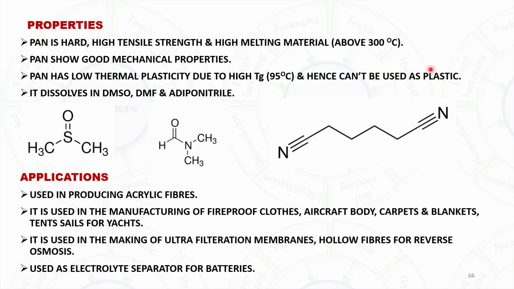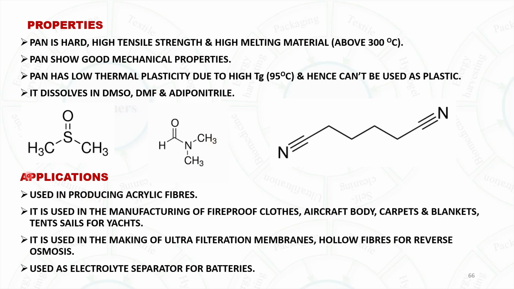Apart from this, you can see that it dissolves in, like, DMSO. These are all organic solvents. DMSO, this is dimethyl sulfoxide, or DMF, dimethylformamide, or adiponitrile. It dissolves in that as well. Cyanide is also present in this, and it is also present in PAN, so it dissolves, right? Even if you don't remember its structure, there's no problem. But you must be aware that it dissolves in some organic solvents.